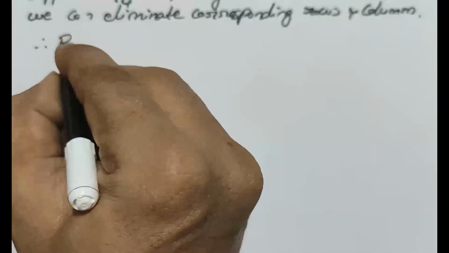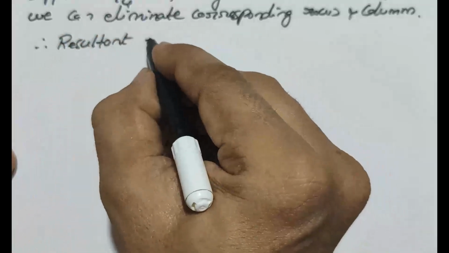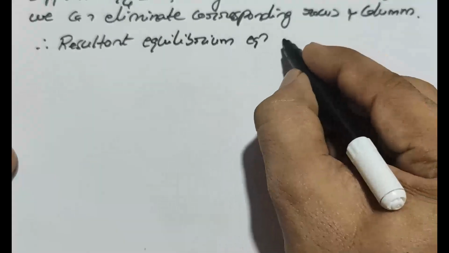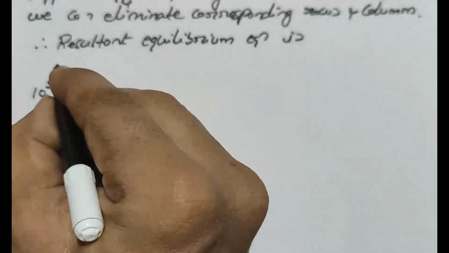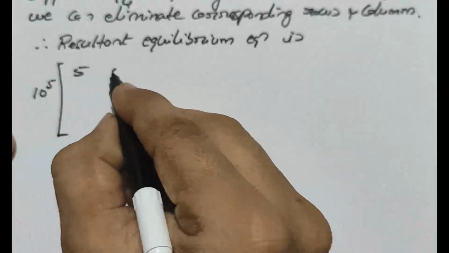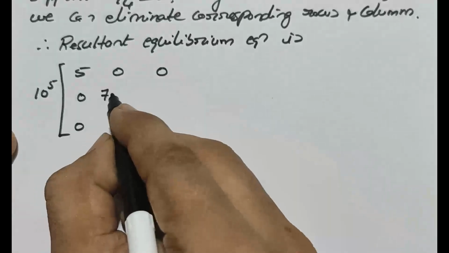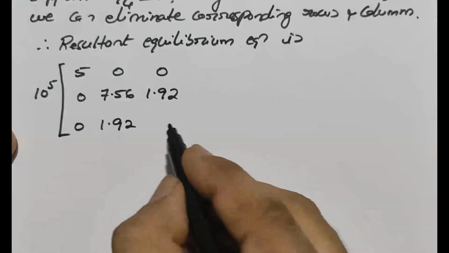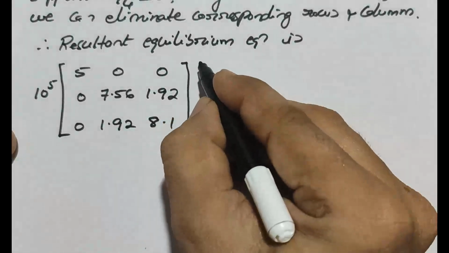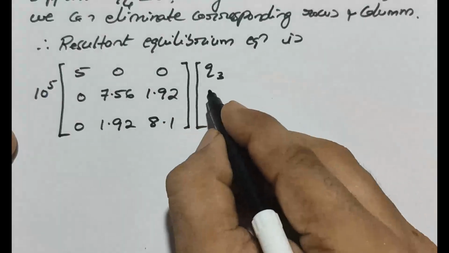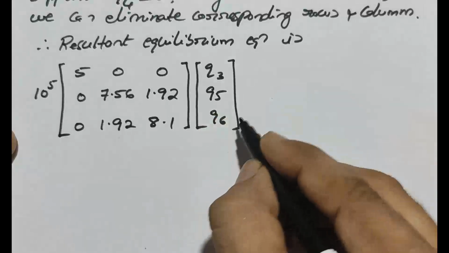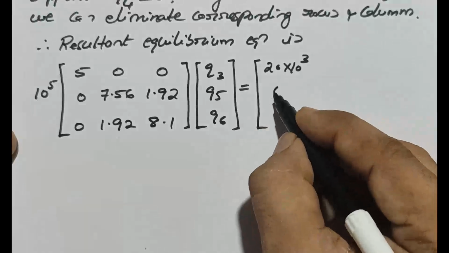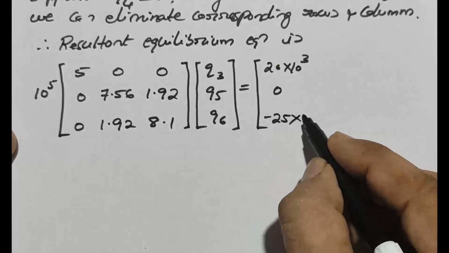Therefore, the resultant equilibrium equation is 10 to the power of 5 outside, inside it is 5, 0, 0, 0, 0, 7.56, 1.92, 1.92, 8.1, into Q3, Q5, Q6 is equal to 20 into 10 power 3, 0, minus 25 into 10 power 3.